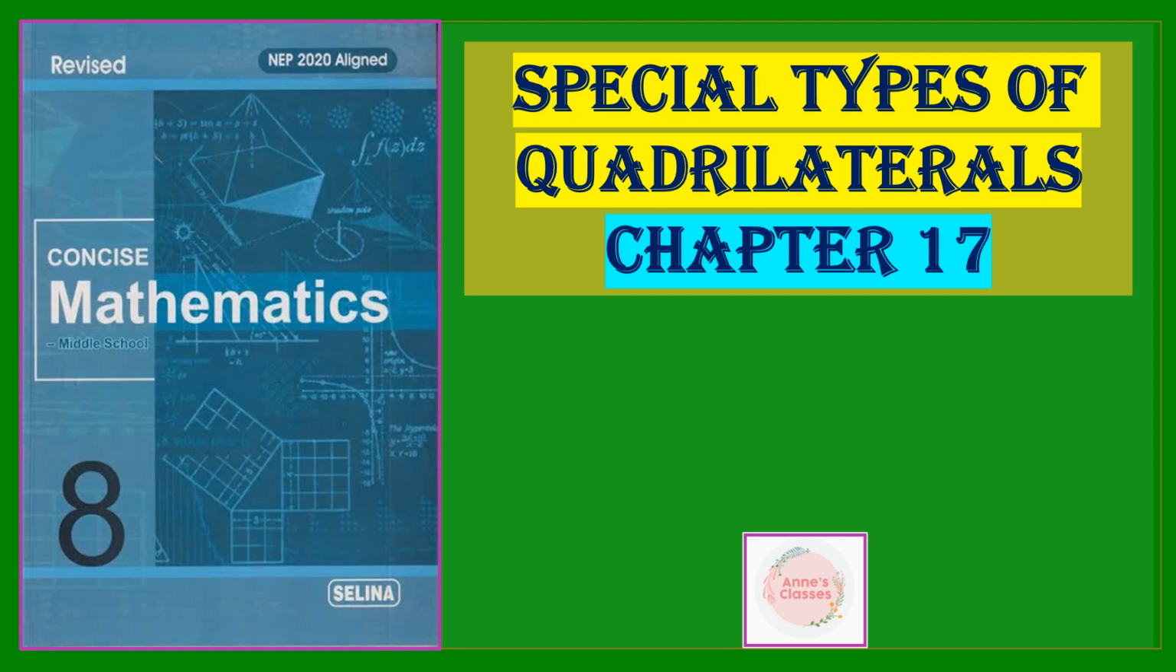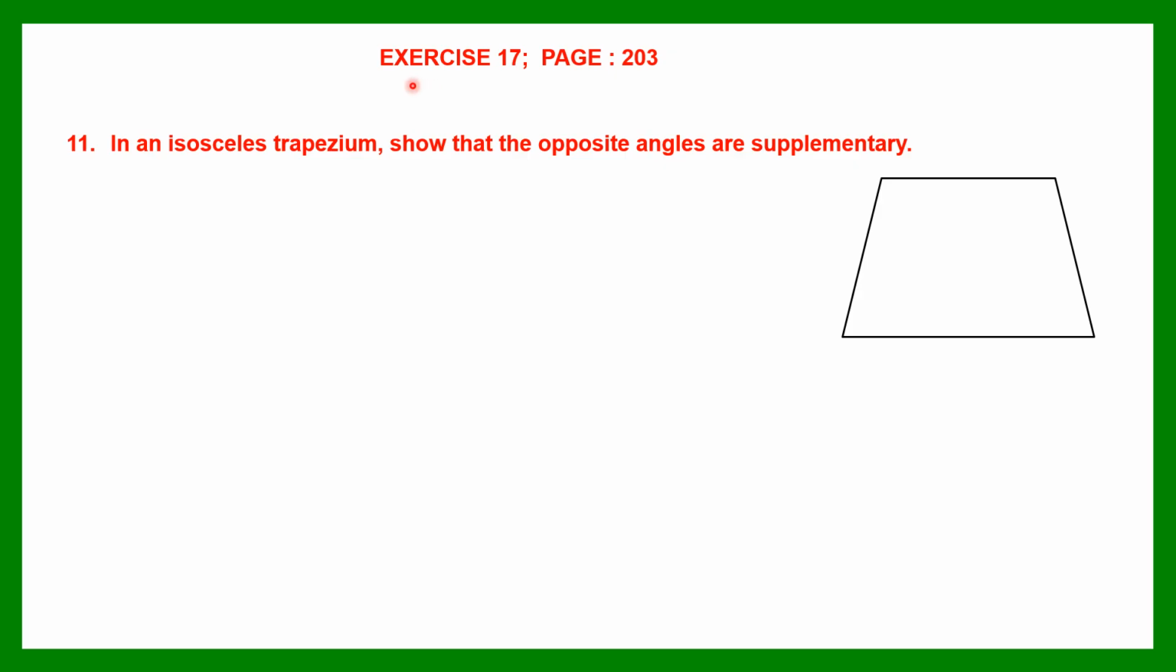Let's do special types of quadrilaterals, chapter 17. Exercise 17, page number 203, question 11. In an isosceles trapezium, show that the opposite angles are supplementary.